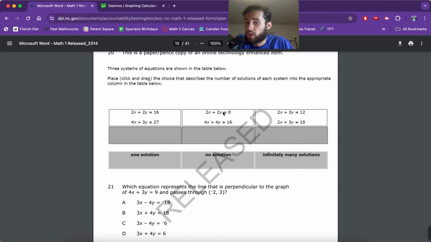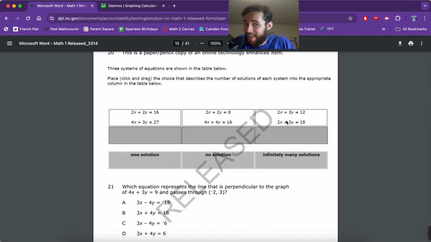Okay, so both of them have a slope of negative 1, and they have the same y-intercept, which would be, let's see, when x is 0, it'd be 4. Right? So they both have a y-intercept of 4 and the same slope of negative 1. So these ones are the same line. They have infinite solutions. And then the last one, we've got 2x plus 3y and 2x plus 3y.